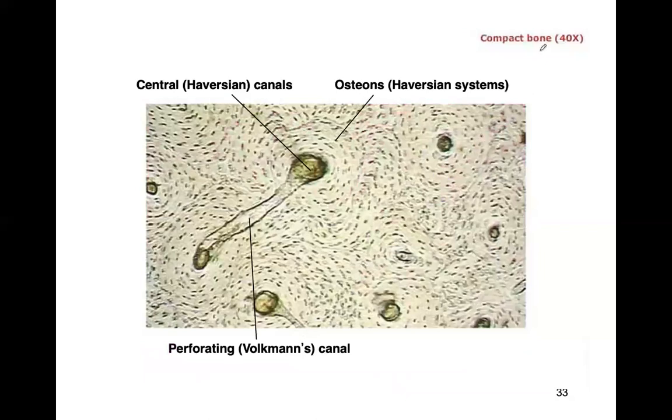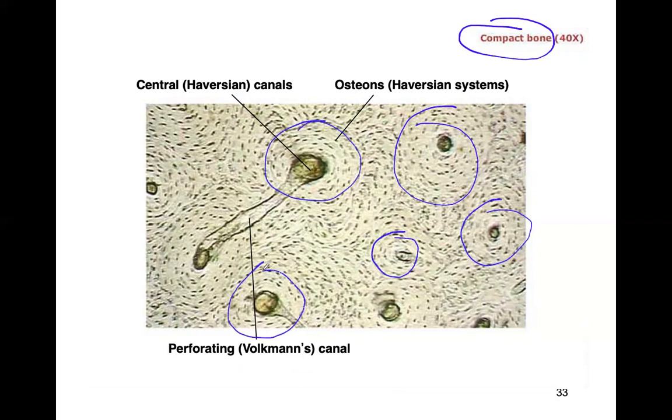All right, now this looks like the tree that was cut down. Each of these is an osteon. This is compact bone. This is an osteon. In the center, we see the central canal or the haversian canal. That's these holes in the center of each osteon.